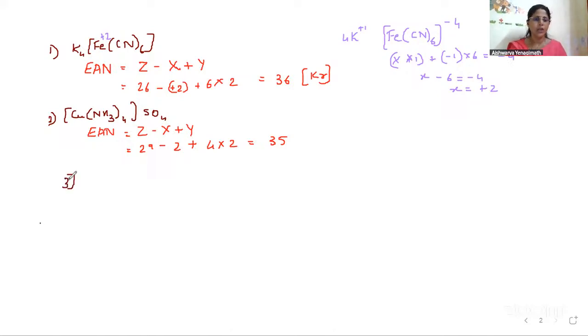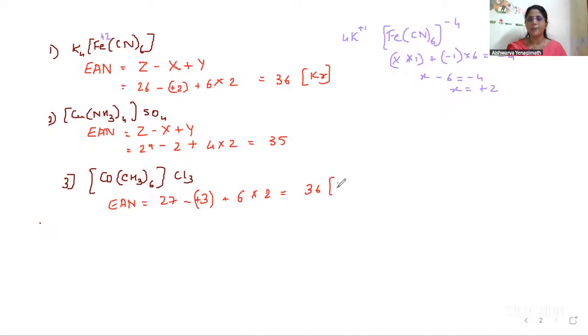Take another example. The example is [Co(NH3)6]Cl3. How do you calculate the effective atomic number? Do it before me, you all have to do it. EAN is equal to Z. What is Z? Co atomic number is 27, minus the charge on cobalt, which is plus 3. So the charge is plus 3, plus how many? 6. They are monodentate. 6 into 2. So how much do you get? You get 36, which is again the next noble gas, that is krypton.